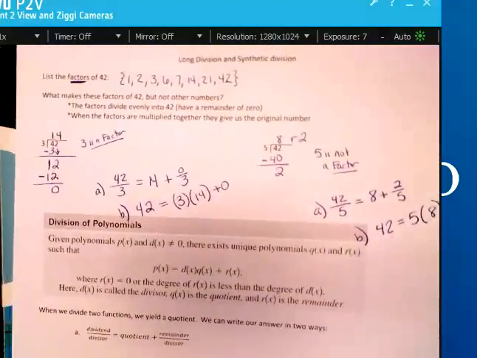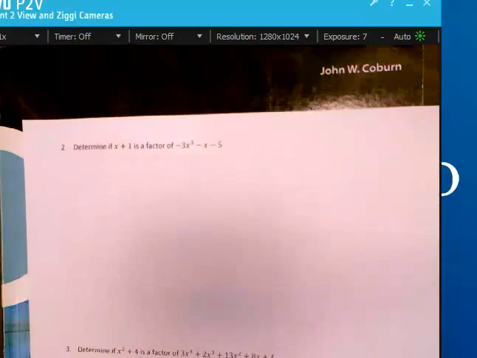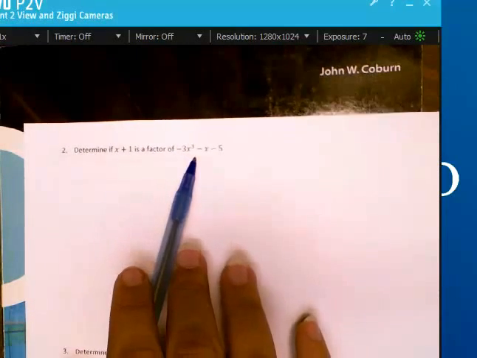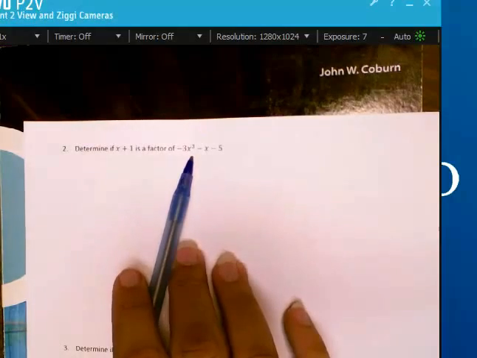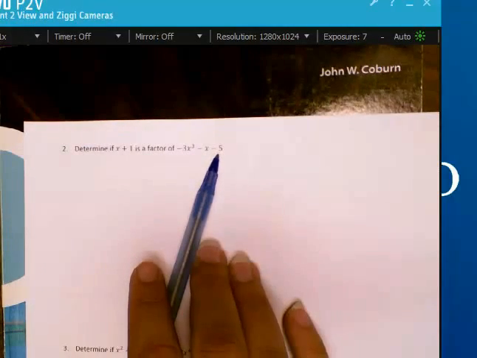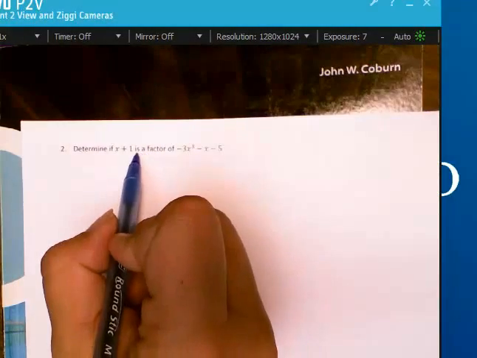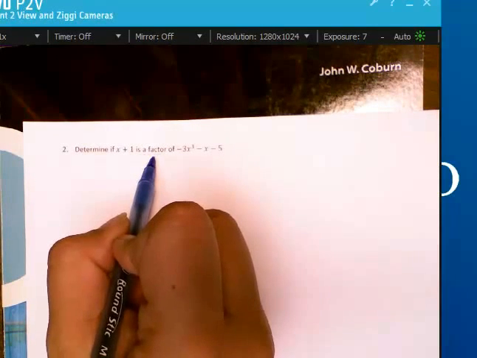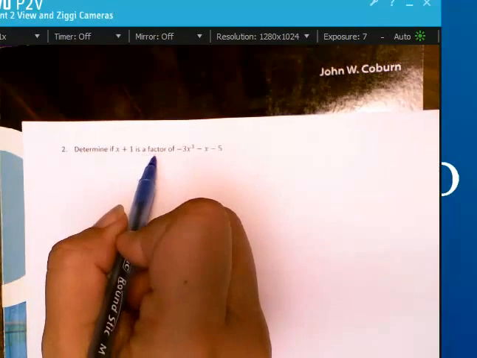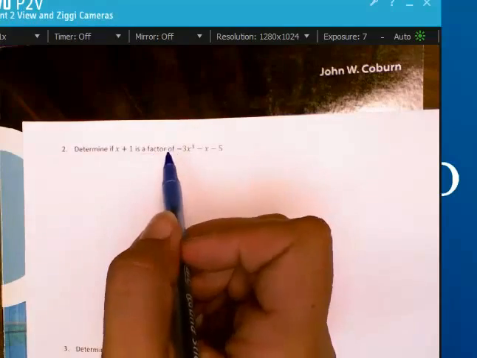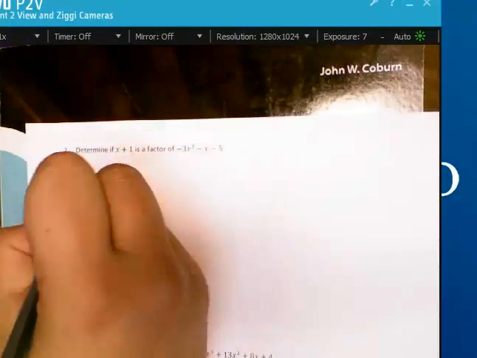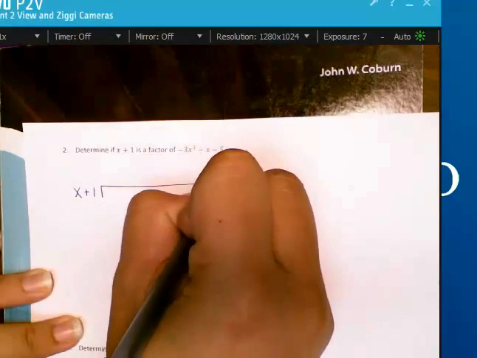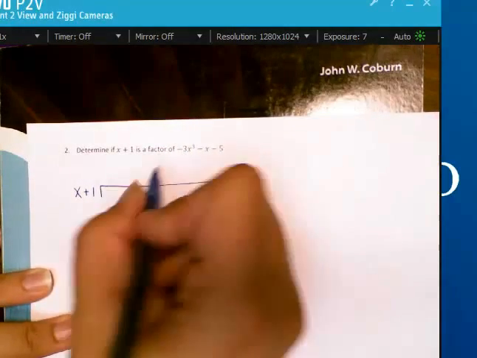Let's go ahead and do another example. Here we're going to determine if x plus 1 is a factor of negative 3x cubed minus x minus 5. Since we're determining if it's a factor, we want our remainder to be 0. If it's 0, then it's a factor. If it's not 0, not a factor. Alright, so we've got x plus 1, and we're going to divide it into this.